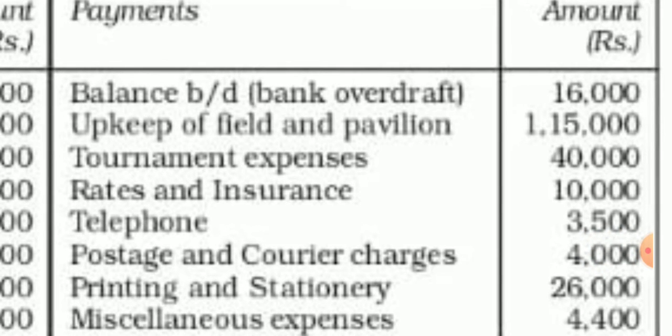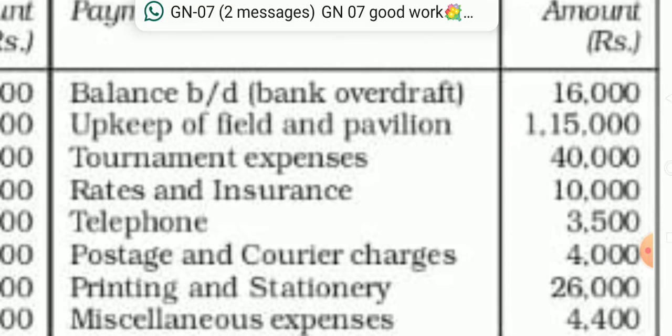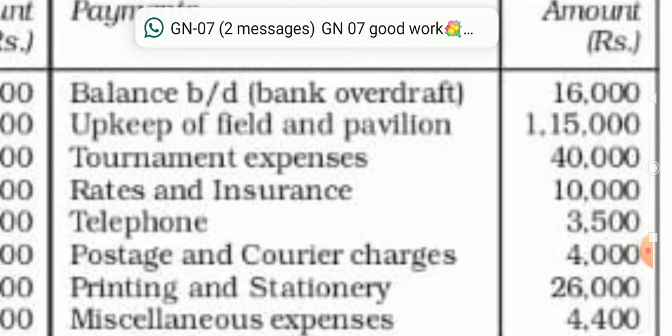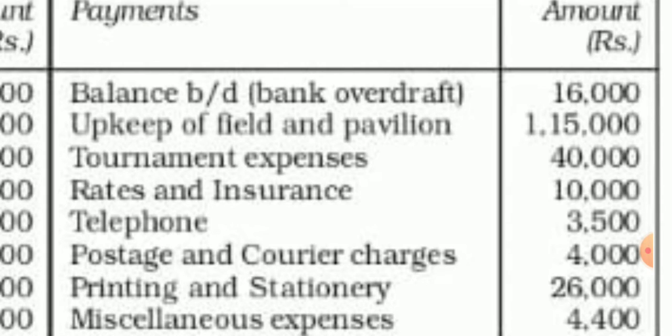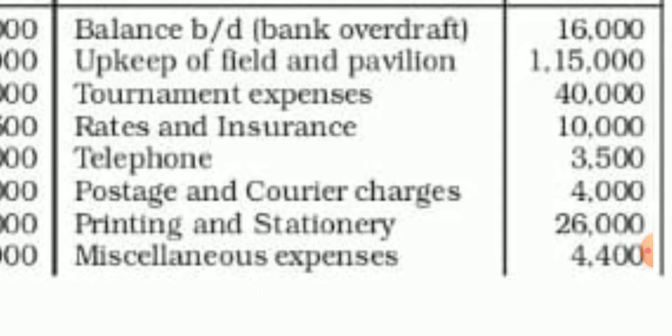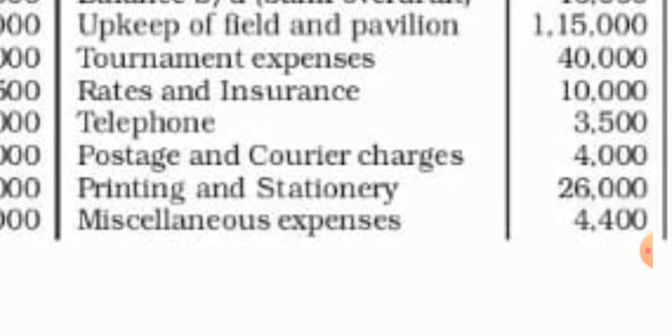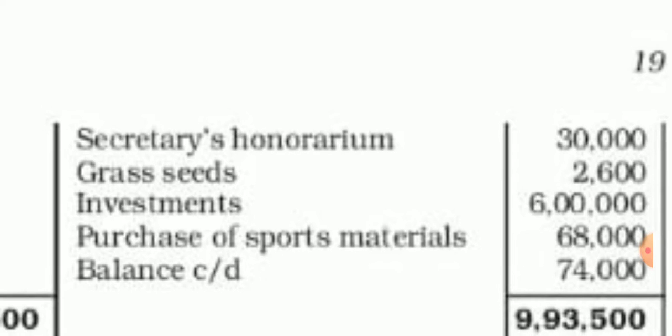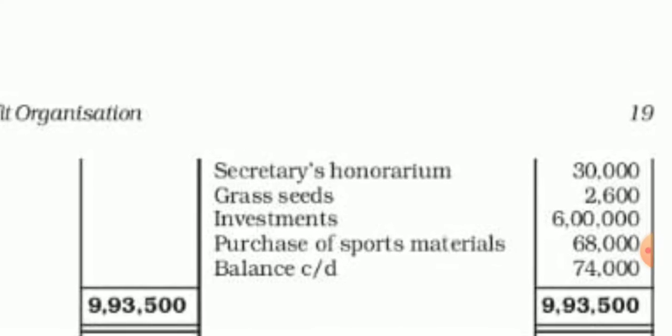On the payment side, first the bank balance, bank overdraft 16,000, then upkeep of field and pavilion 1,15,000, tournament expense 40,000, rates and insurance 10,000, telephone 3,500, postage and courier charge 4,000, printing and stationery 26,000, miscellaneous expense 4,400, and secretary honorarium 30,000, grass seed 2,600, investment 6 lakh, purchase of sports material 68,000, and balance c/d 74,000. This is the full question for the receipts and payment account.